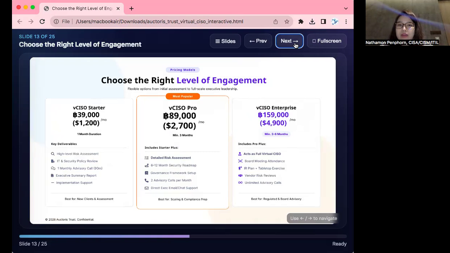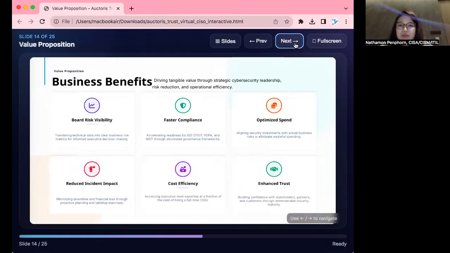Okay, this is the comparison. Choose the right level of engagement for your company, so you will not fall behind or get into a crisis again. These are the benefits: upward risk visibility, faster compliance, optimized spending, since you don't need to pay a lot for a full-time position, reduced incident impact, cost efficiency, and enhanced trust.